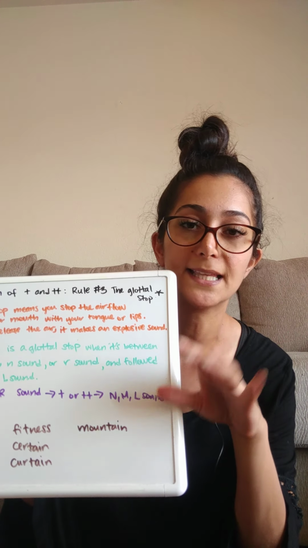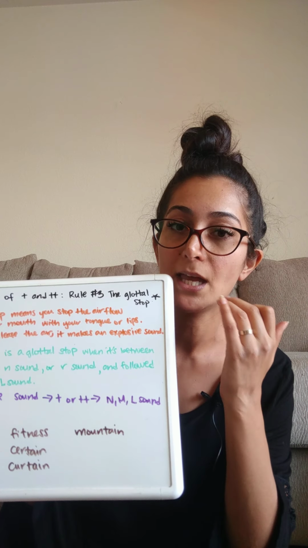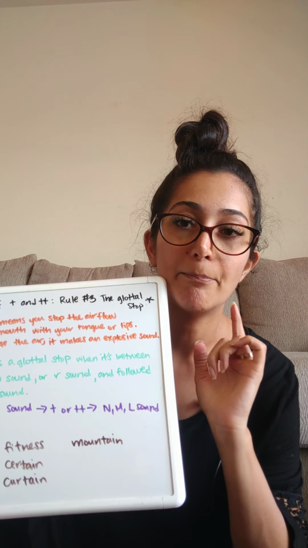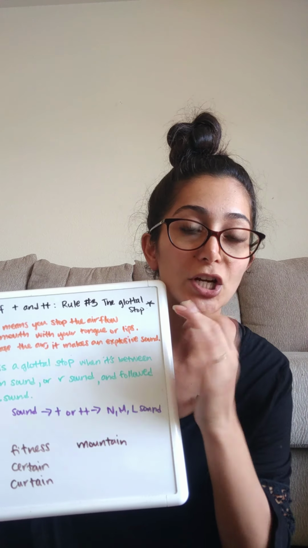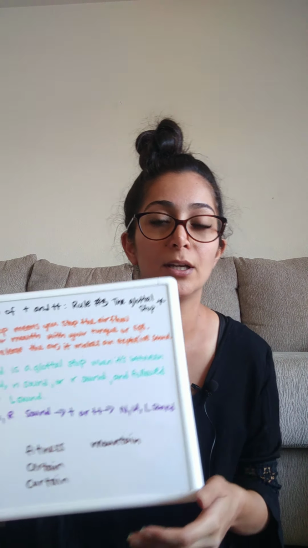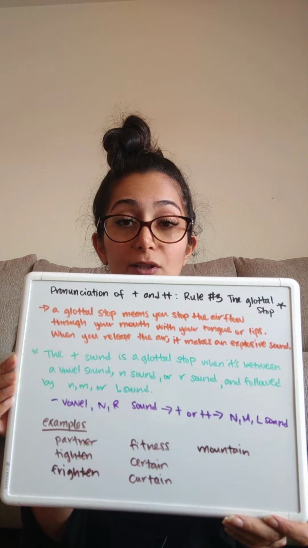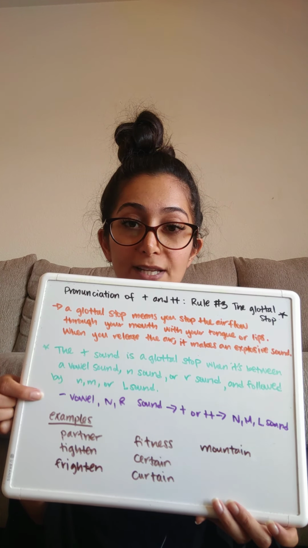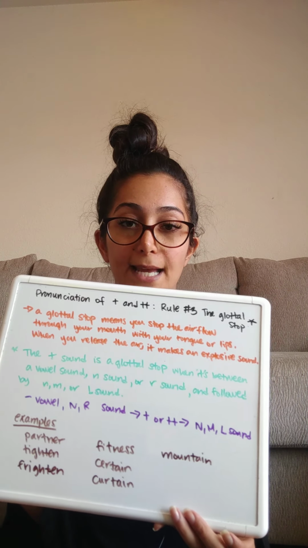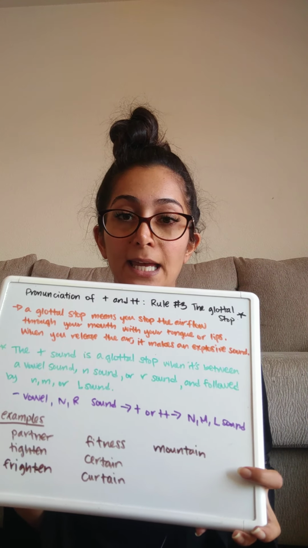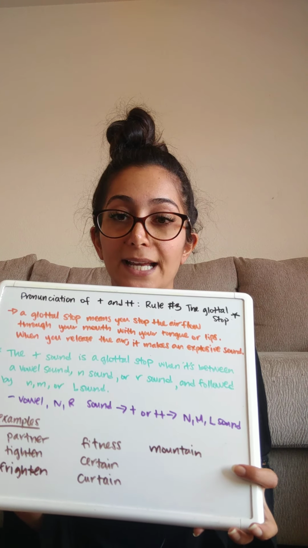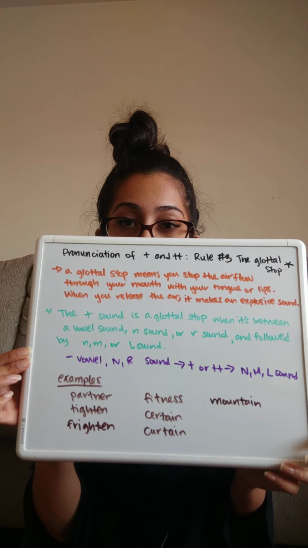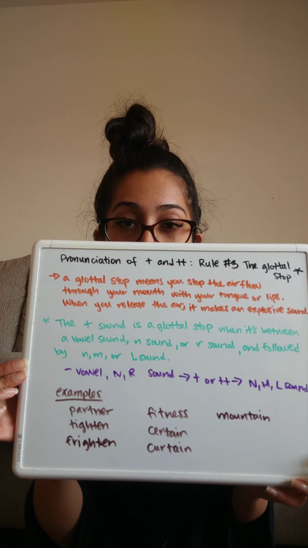So you're not releasing the air for the T. You're producing the same tongue behind the teeth, top part where the skin is, mountain, but your tongue is stopping the air from coming out. Okay? So the glottal stop happens when the T or double T sound is preceded by a vowel, N or R sound and followed by an M, N, or L sound. Okay? So there are some examples. Hopefully you can practice those.